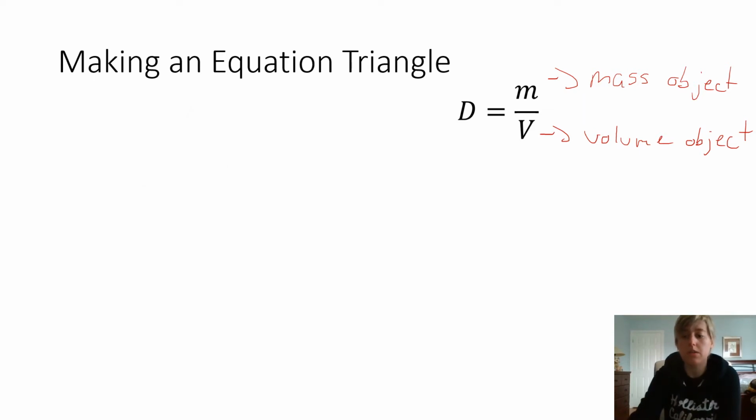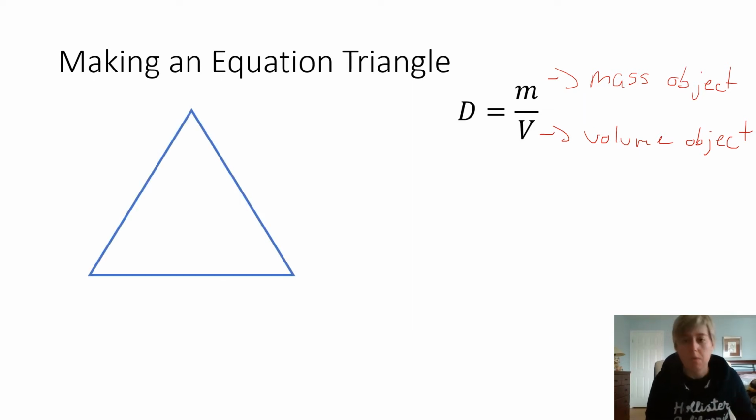So the first thing that we're going to do is draw a triangle. Because we have this division right here, we need to show that in our triangle by splitting it into two parts. Then, because we have three variables, density, mass, and volume, we need to have three spots in our triangle for that. So we're going to draw another bar at the bottom to separate the two. Now that we have our basic structure, we're just plugging in our variables.